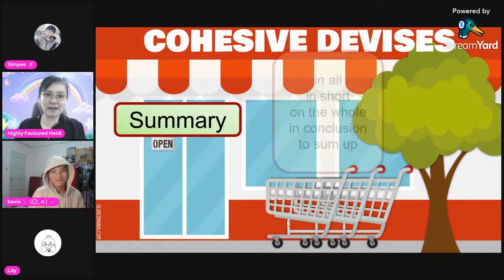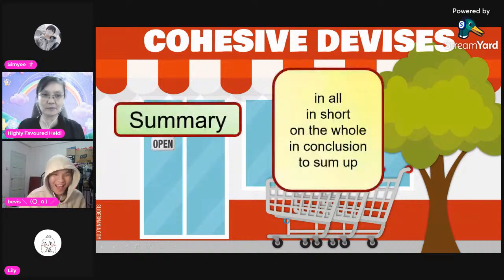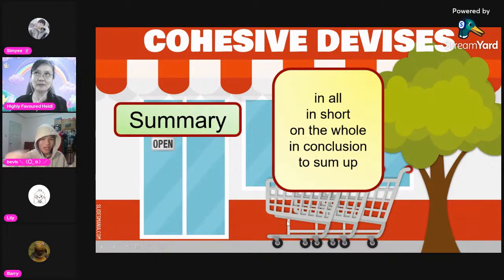Let's summarize. Summary: in all, in short, on the whole, in conclusion, to sum up. Normally you will use in conclusion. So now maybe you can change it to on the whole, in short, in all, to sum up. So change a little bit.